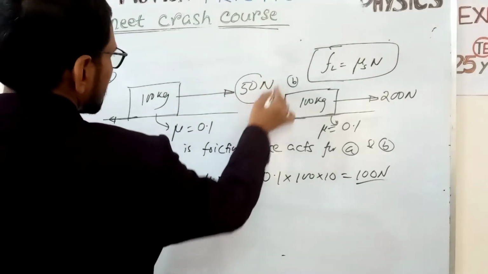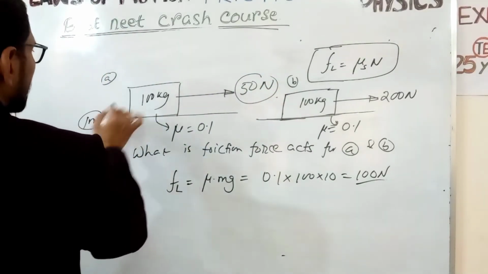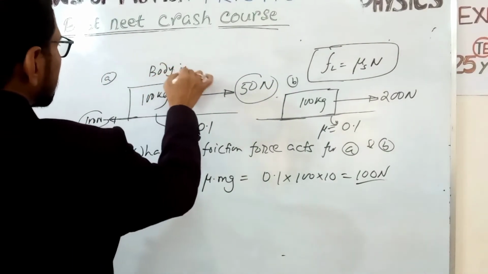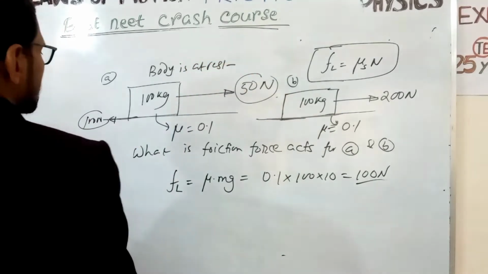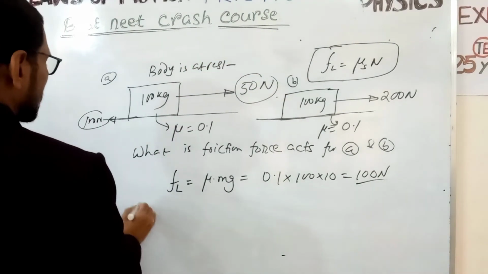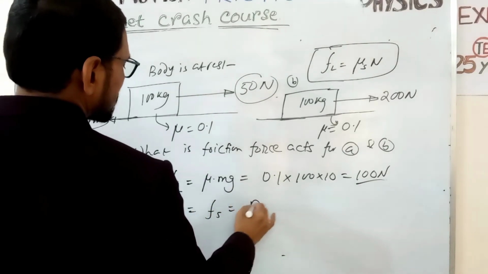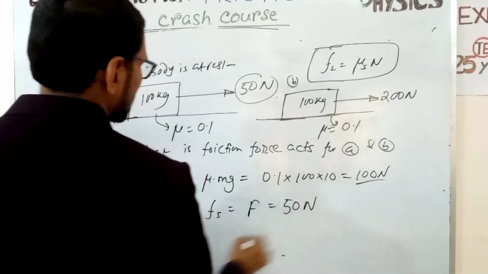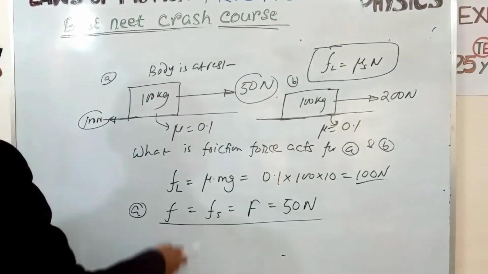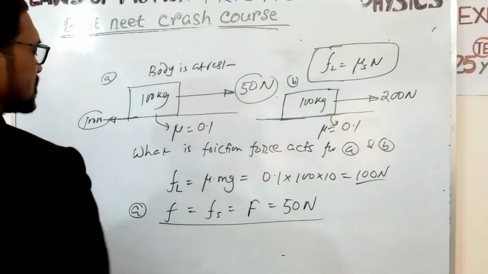Now the 15 Newton force is less than 100 Newton, so the body is at rest. If the body is at rest, what is the friction force? For case A, the friction force equals static friction, which is equal to the external force, that is 50 Newton. So in case A, the answer is friction force equal to external force, 50 Newton.